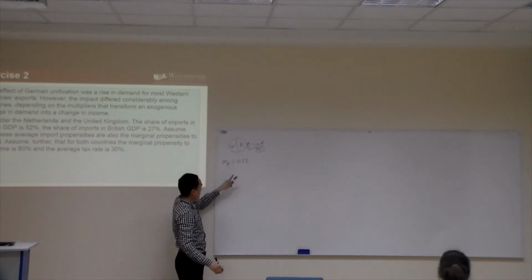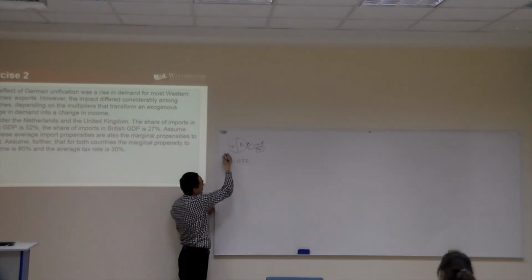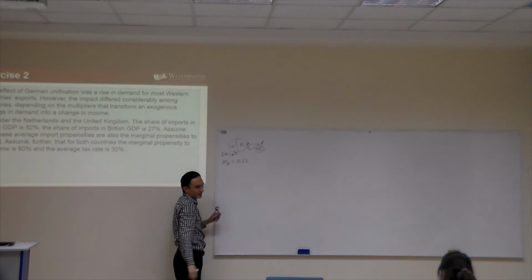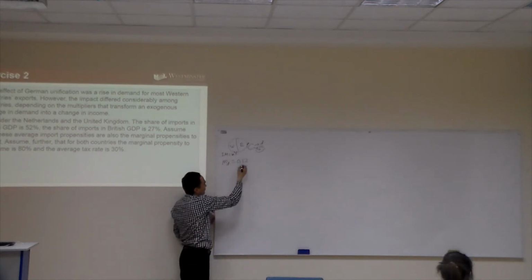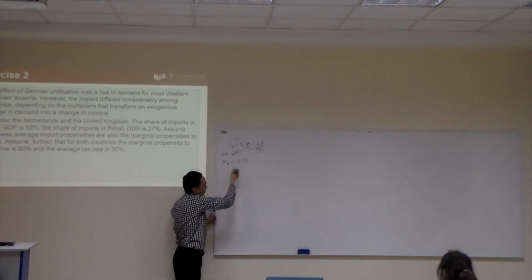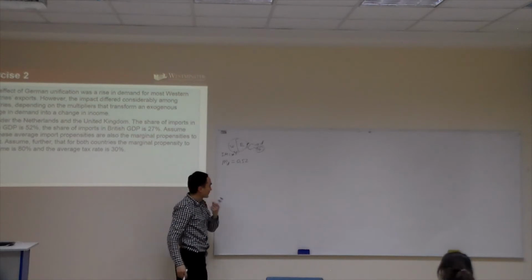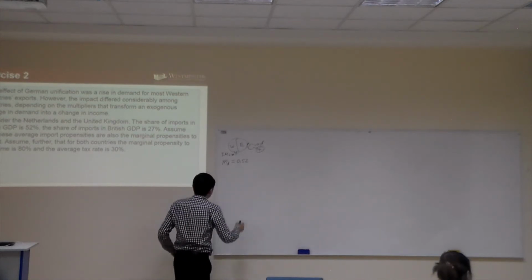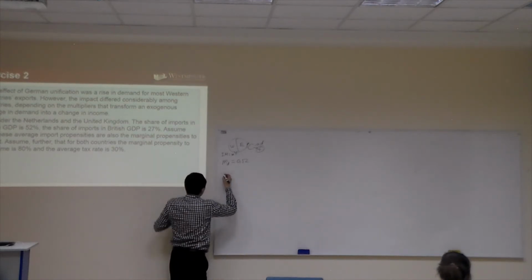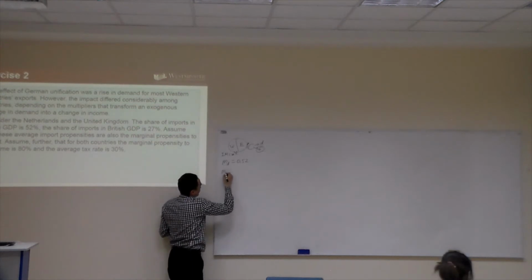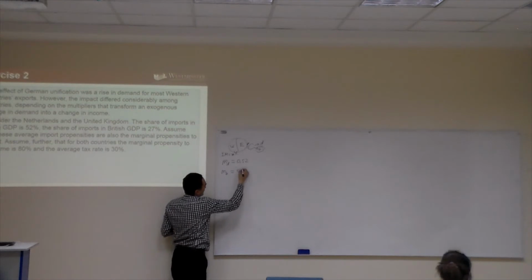In other words, regarding import itself, it is marginal propensity to import times Y. So 52% of output is import. Okay, good. Next, we have that marginal propensity to import for the British economy, which is 27%.